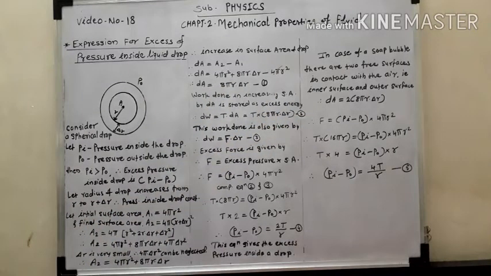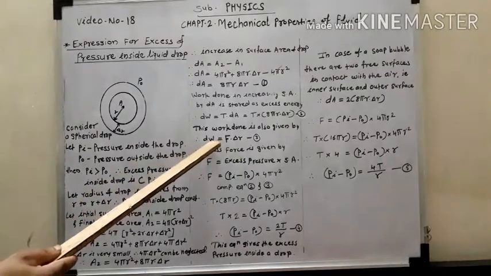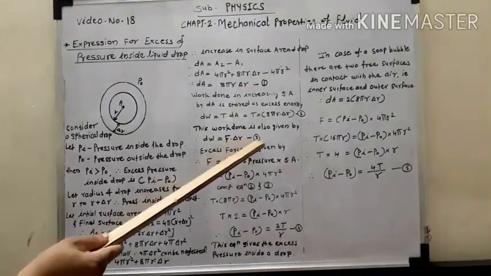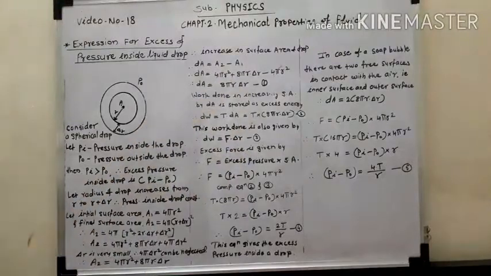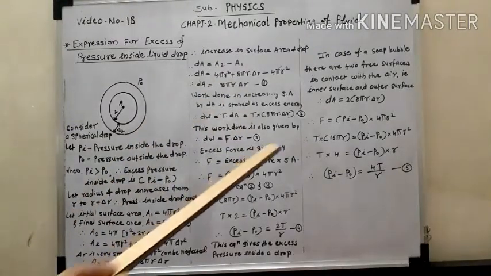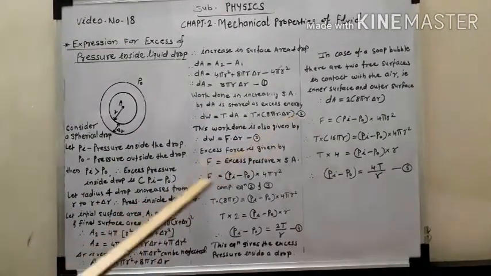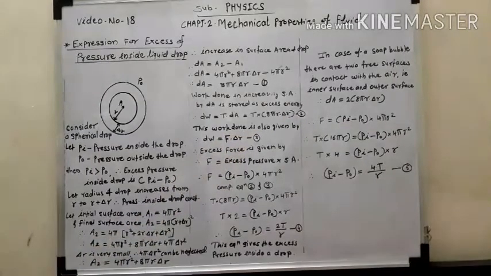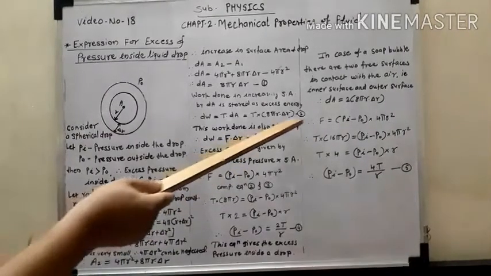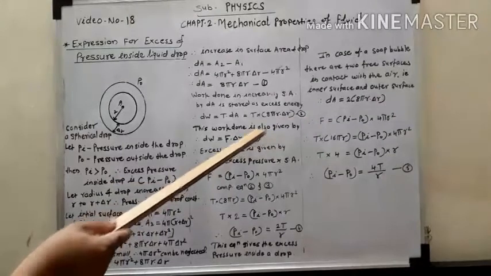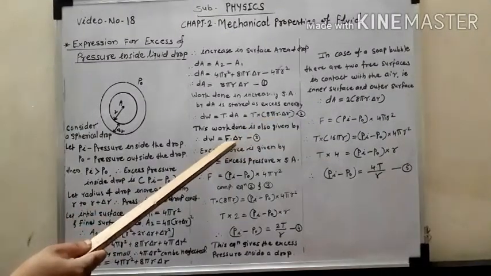This is the work done. Now, this work done is also given in the form of force into displacement, and therefore we can write dW is equal to F into del r. This is equation number 3. Comparing equation 2 and 3, we can find out the value of F.